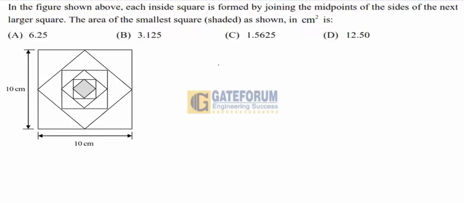In the figure shown above, each inside square is formed by joining the midpoints of the sides of the larger square. The area of the smallest square shaded, as shown, in centimeter square is how much, provided the largest square's dimension is 10 centimeter by 10 centimeter. Okay, for this, let us take any square.